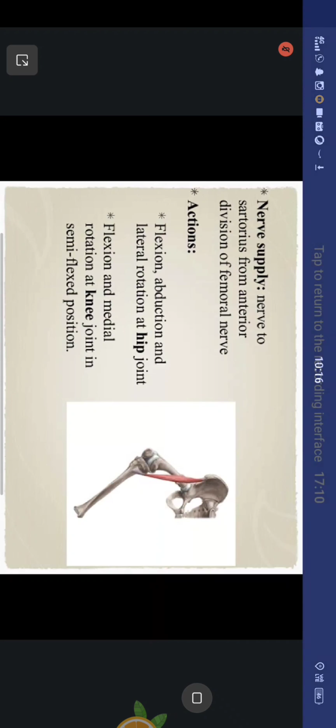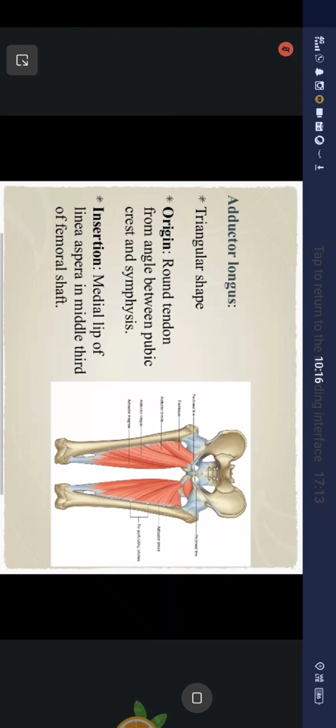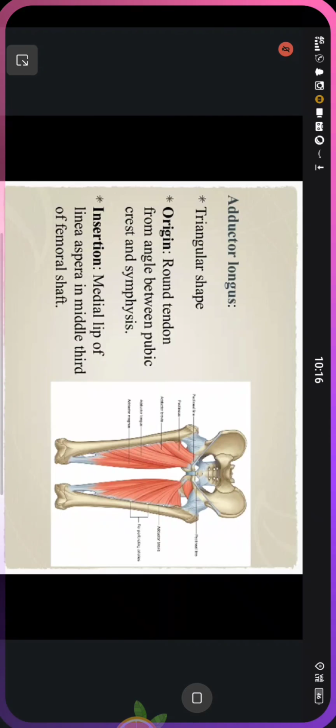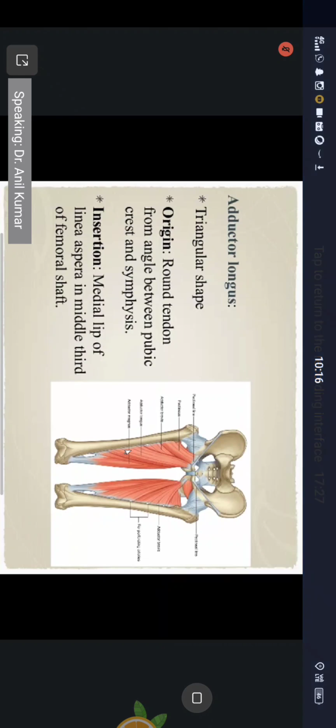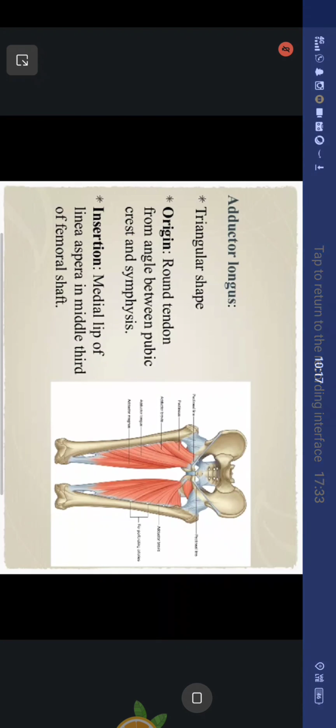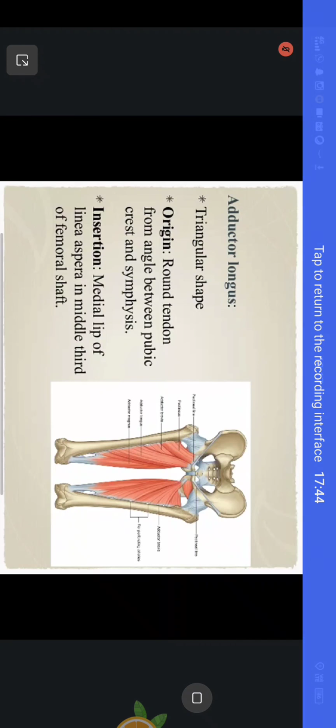After sartorius, coming to the next muscle, adductor longus. Here you can see this is the muscle, adductor longus. In the diagram you can see it. It is a triangular shaped muscle. Regarding the origin and insertion of this muscle, it arises from a round tendon near the angle between pubic crest and pubic symphysis. And these fibers run downwards and are inserted into the medial lip of the linea aspera in the middle third of the shaft of the femur.